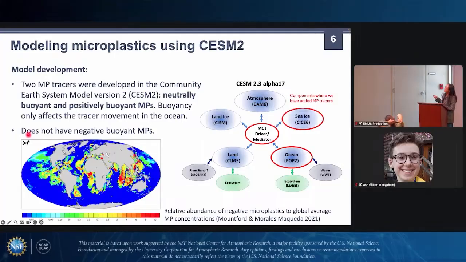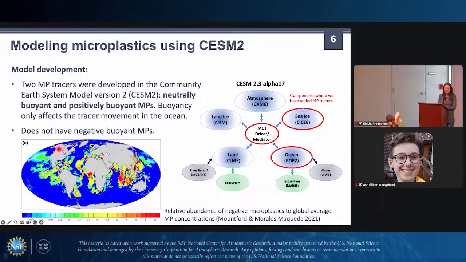And we are not modeling the negatively buoyant microplastics in the model because they will not reach the Arctic Ocean where they would interact with the sea ice.